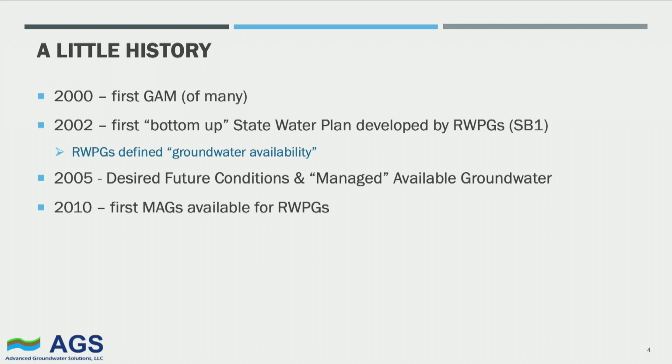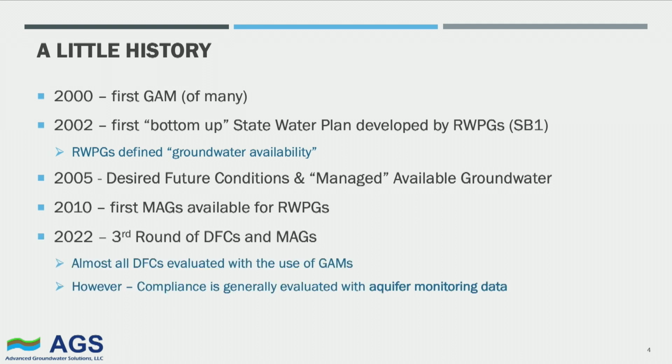And then by 2010, the first modeled available groundwater numbers were available for the regional water planning groups, and that's what constrains what they do with the regional water planning and what they can use and what's available for groundwater if you want a recommended strategy in the plan. So by 2022, we just finished the third round of DFCs and MAGs, and like I said, some of y'all are very much familiar with that, and some of you it may be new.